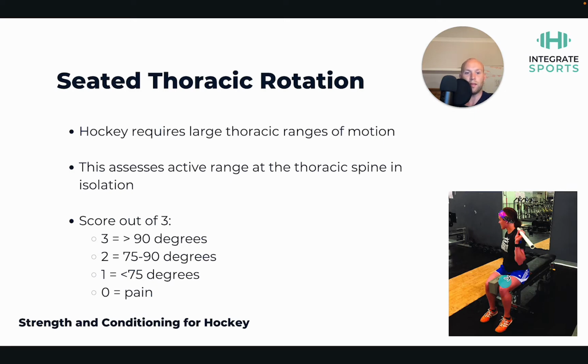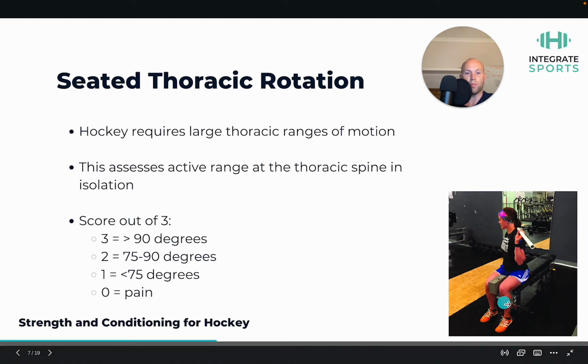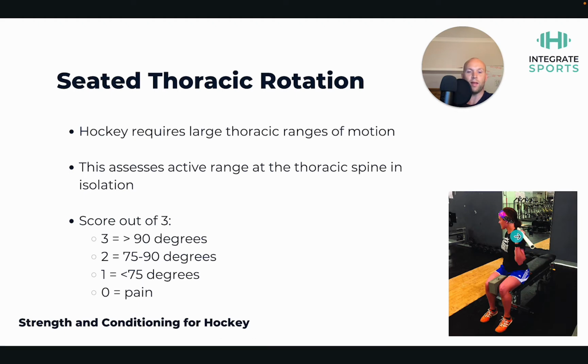So the athlete sits on a bench or a box like this with knees at 90 degrees and feet on the floor, and with a bar across the back here, the athlete rotates as far around as they can until they can't reach any further. Again, this is scored out of 3, so a 3 would be more than 90 degrees of range. So in other words, the edge of this bar would be facing forwards and the back of the bar would be facing over here, so basically a straight parallel line.